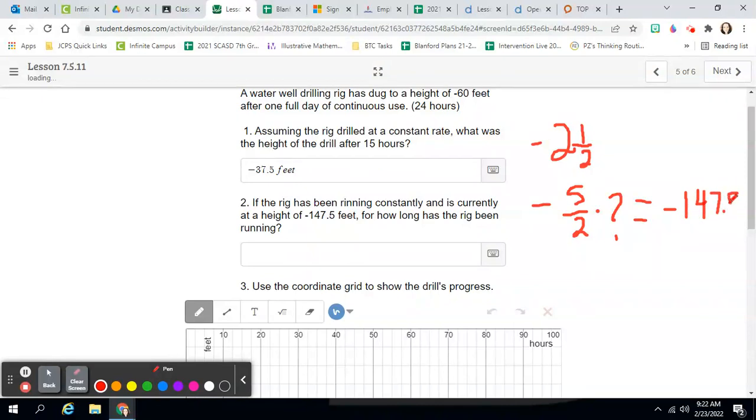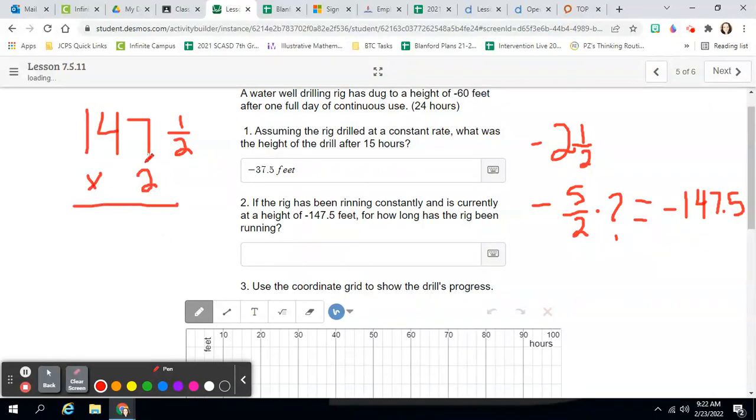So basically, we are trying to figure out, this is a division problem, right? There are different ways you can do this division problem. I'm going to set mine up as fractions. So I know I'm doing 147 and a half, and actually, I'm going to turn this into a mixed number. This may or may not be the most efficient way, but we'll try it.